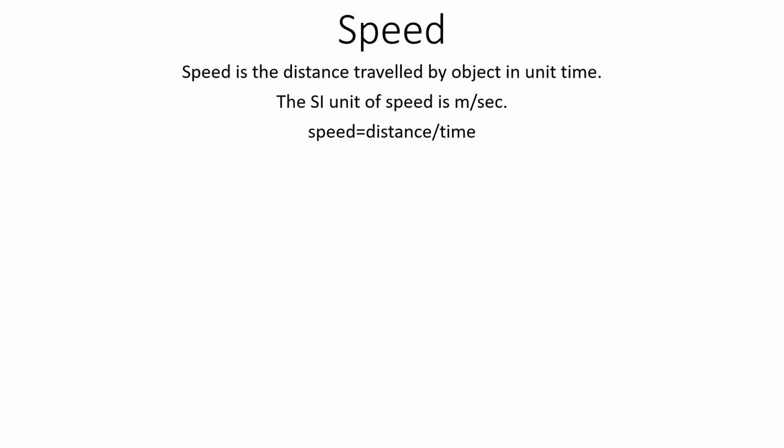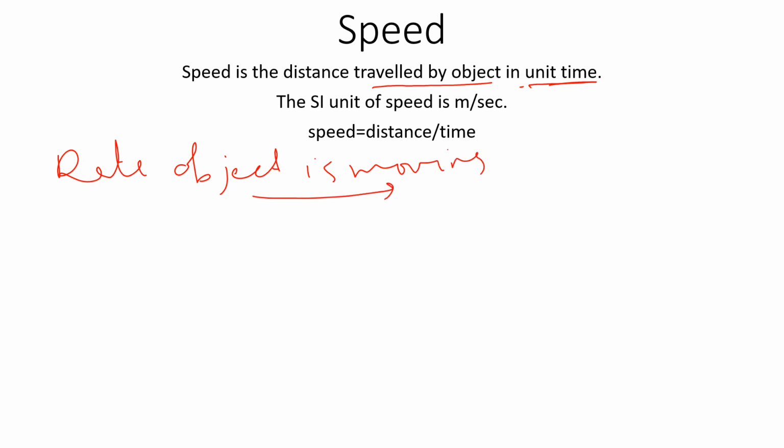First let us see what is speed. Speed is the distance traveled by an object in unit time, or the rate at which the object is moving. Some objects move slow while some move fast.